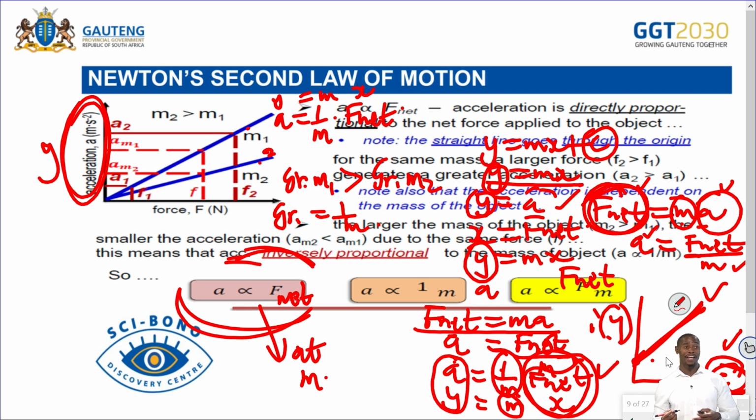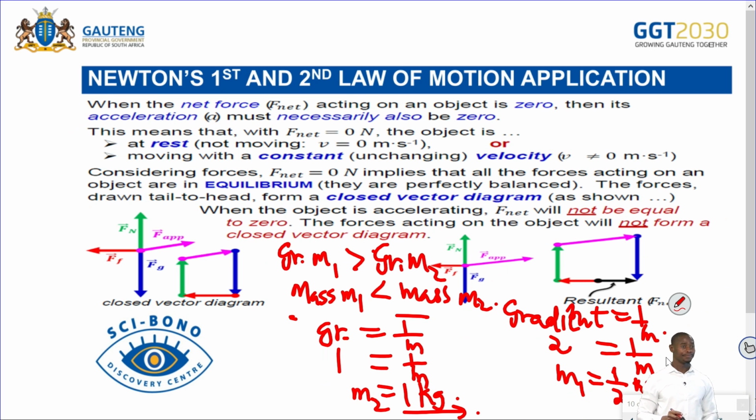So the gradient of M2 is actually less than the gradient of M1. But the mass of M2 will be greater than the mass of M1, because gradient represents 1 over M, right? Gradient represents the inverse of the mass, right? Then Newton's first law and Newton's second law of motion, then the application, right?